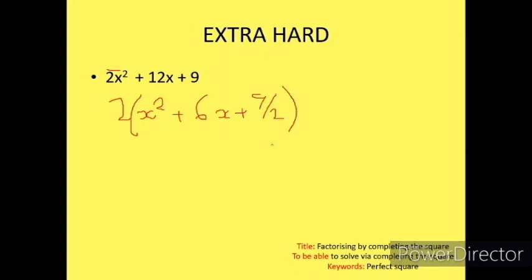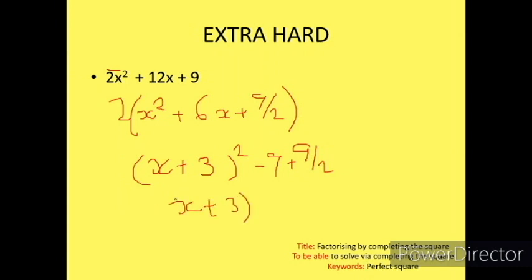And then what you do is you complete the square in the brackets. So I know it's going to be x plus something squared, and it's going to be half of 6, which is 3. And I'm going to minus 9, and I'm going to plus 9 halves. Just remember, this minus 9 is from this 3 squared. So I've got x plus 3, all of it squared, and then we've got to do minus 9 plus 9 halves, which is actually minus 9 halves.